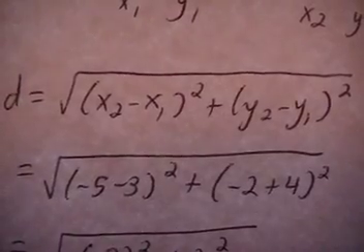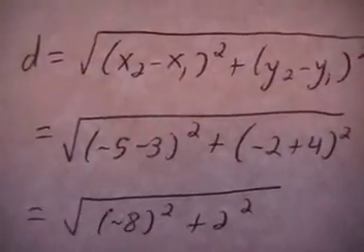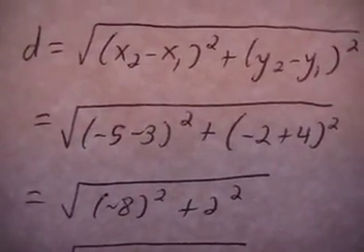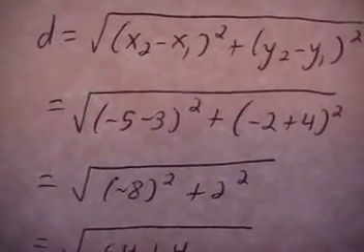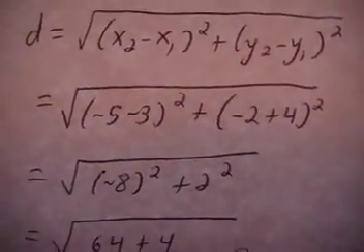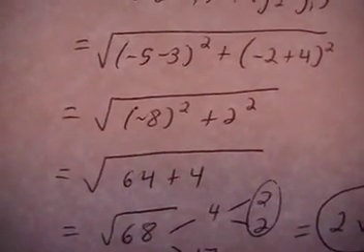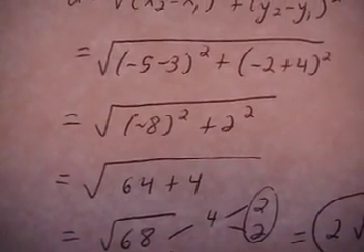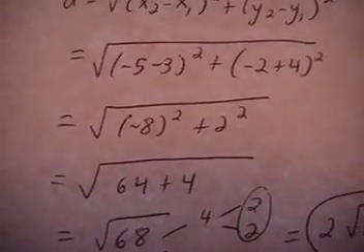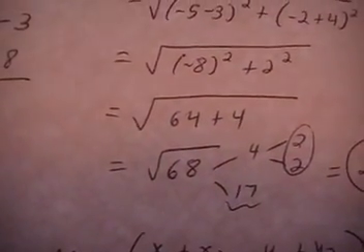As always, do the parentheses first. Negative 5 minus 3 is negative 8. Negative 2 plus 4 is positive 2. Exponents would come second. Negative 8 squared is 64. 2 squared is 4. Anything squared is positive. 64 plus 4 is 68.